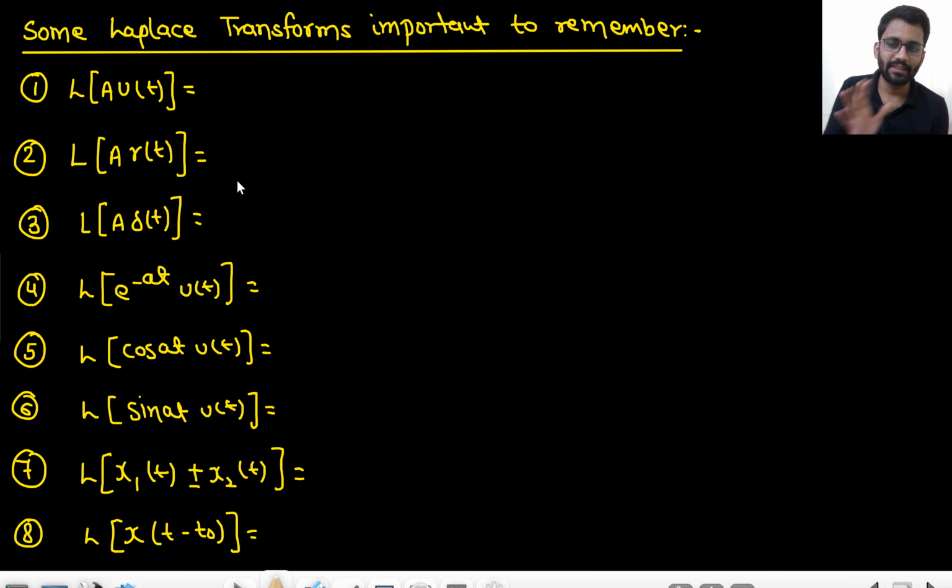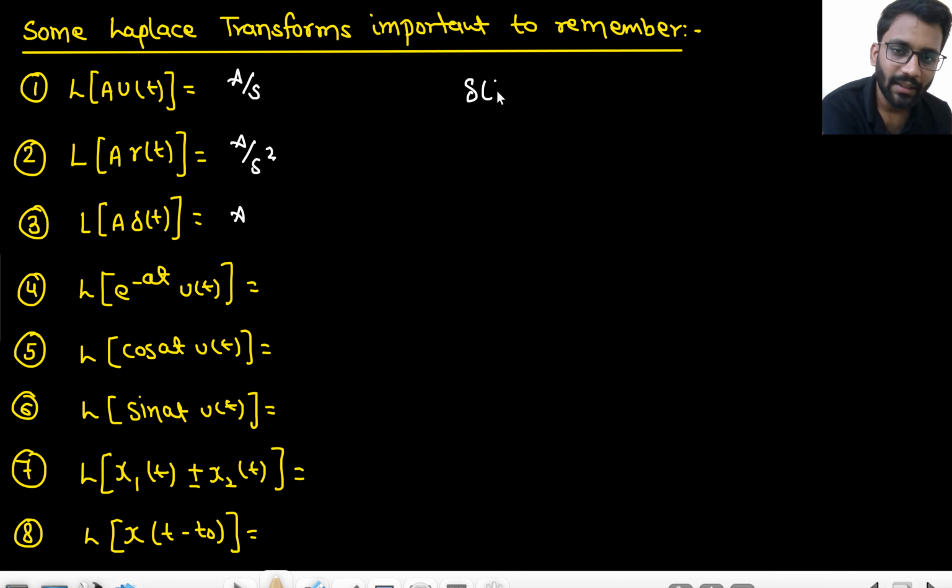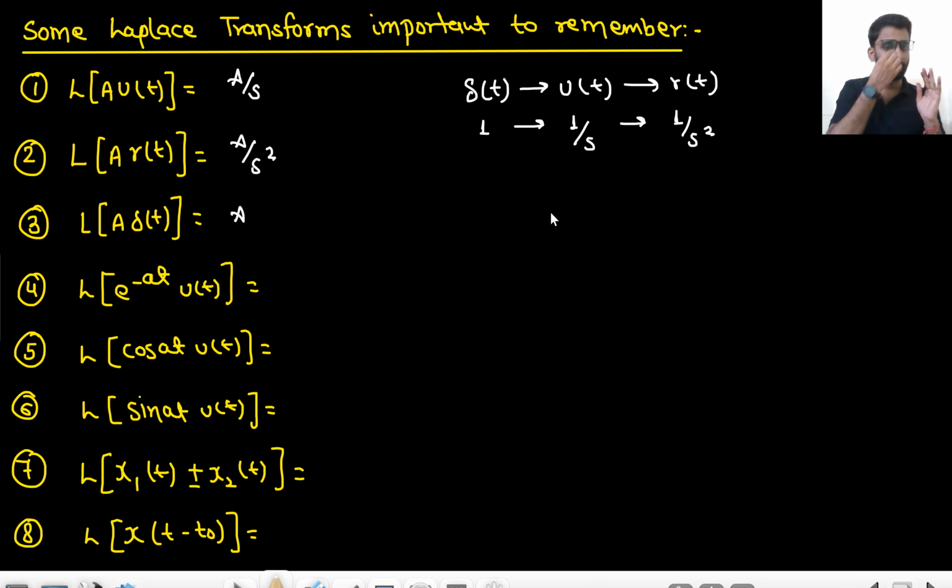Okay, so I will just write down the final answer. You just need to remember the final answer. What is the Laplace transform of a into u(t)? That is a by s. What is the Laplace transform of a into r(t)? That is a by s square. What is the Laplace transform of delta t? The Laplace transform of delta t is 1. So it will be a only. From delta t you go to u(t), from there you go to r(t). So first one is 1, then 1 by s, then 1 by s square. That's how you can remember.